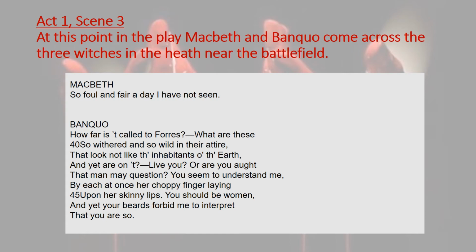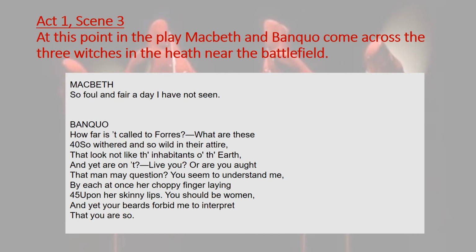So foul and fair a day I have not seen. How far is it to Forres? What are these so withered and so wild in their attire that they look not like the inhabitants of the earth, and yet are on it? Live you? Or are you aught that man may question? You seem to understand me by each at once her choppy finger laying upon her skinny lips. You should be women, and yet your beards forbid me to interpret that you are so.